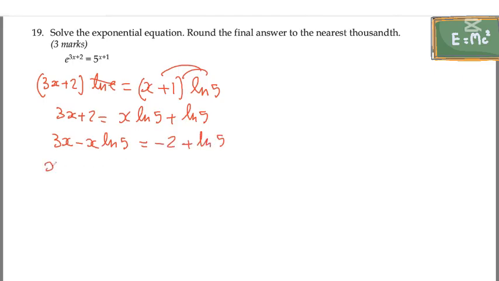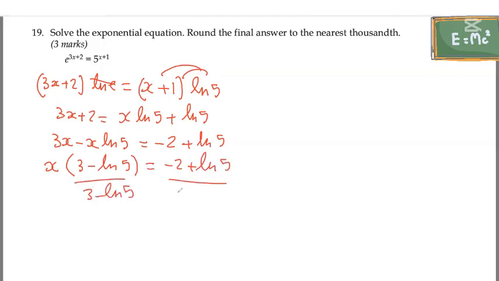Now take out x as the greatest common factor, and you're going to get x times 3 minus ln 5 equals negative 2 plus ln 5. Divide both sides by 3 minus ln 5 to isolate the x. That would cancel. And now we just put that in our calculator, and we'll end up with negative 0.281. That's the answer for this one.